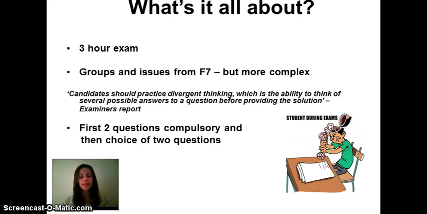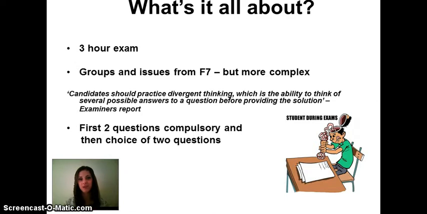So what is this exam all about? Well, it's a 3-hour exam in the same style as the rest of the ACCA exams. It tackles issues such as group accounting and other accountancy issues, some of which you will have dealt with in F7. However, the group issues that you maybe would have seen in F7 are now going to be more complex. So you'll be dealing with things such as D-shaped groups and vertical groups.